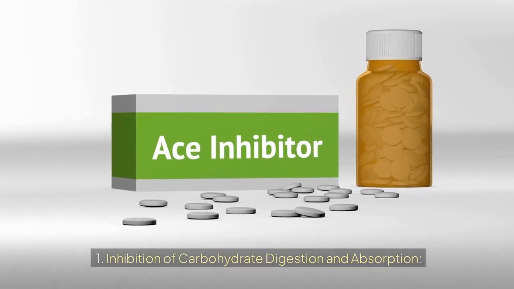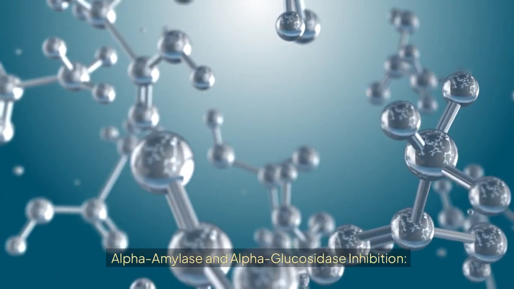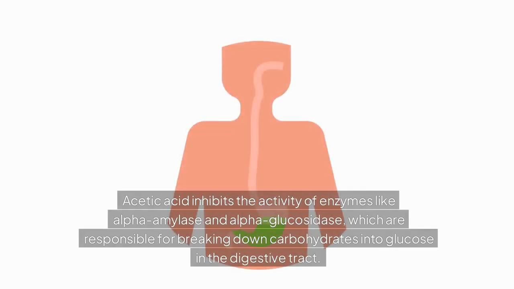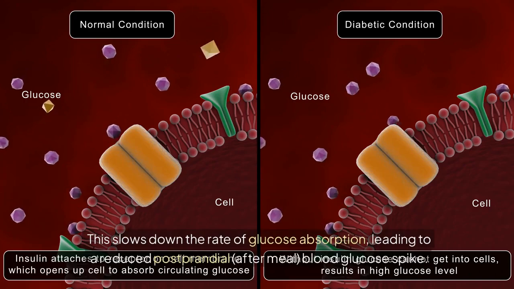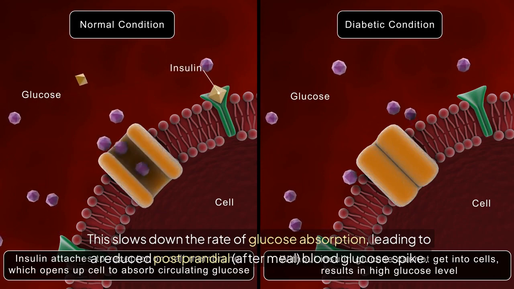1. Inhibition of carbohydrate digestion and absorption. Alpha amylase and alpha glucosidase inhibition. Acetic acid inhibits the activity of enzymes like alpha amylase and alpha glucosidase, which are responsible for breaking down carbohydrates into glucose in the digestive tract. This slows down the rate of glucose absorption, leading to a reduced postprandial, after-meal, blood glucose spike.